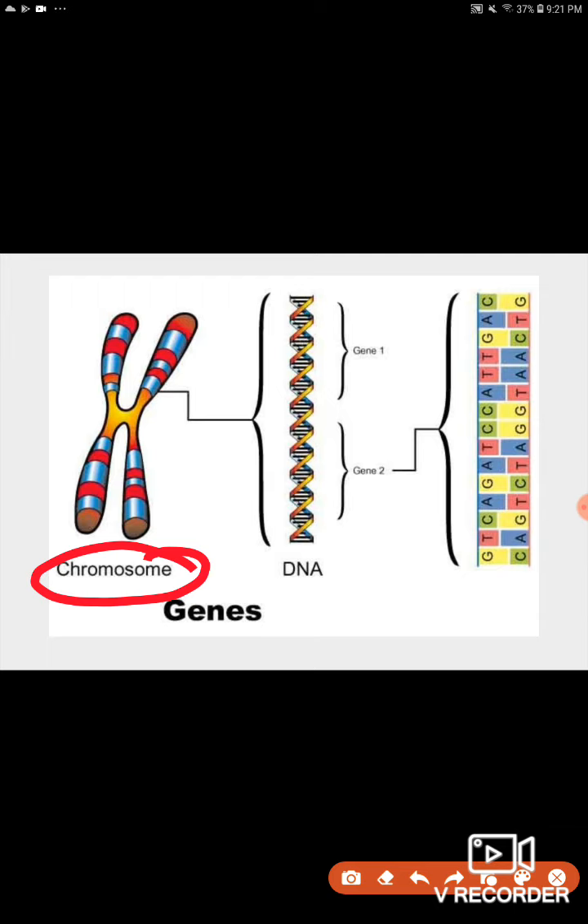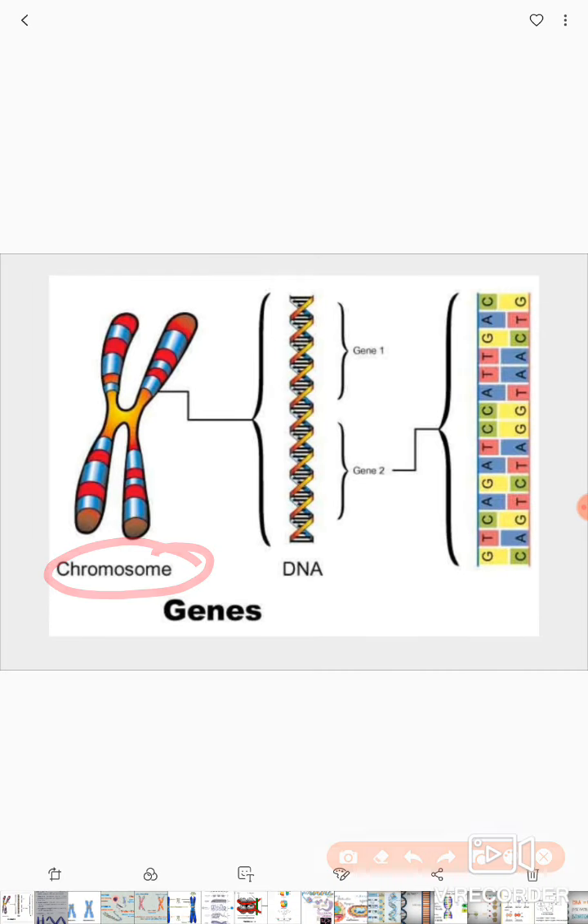Again I'll repeat, genes are specific sequences of nucleotides on a chromosome that encode a particular protein, which is expressed in the form of some particular features of the body. These are the units of heredity which are transferred from the parents to the offspring and are responsible for some specific characteristics of the offspring.